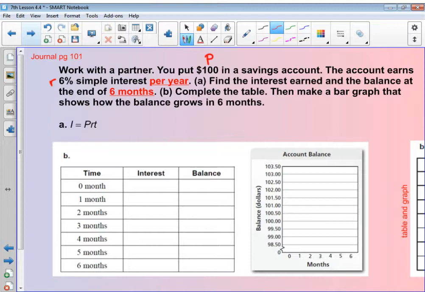So this one's going to kind of be tricky because usually when you work with time, you're going to work off of a year. Okay, and it did say per year, so we're going to have to do something a little bit tricky here. Okay, so we're going to go ahead and find the interest earned.